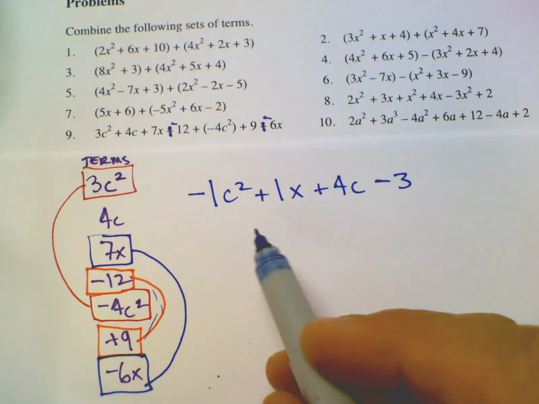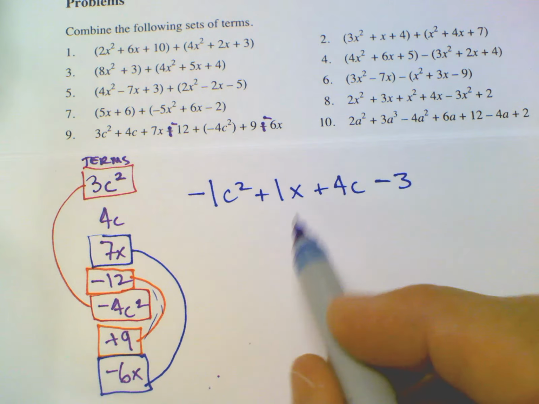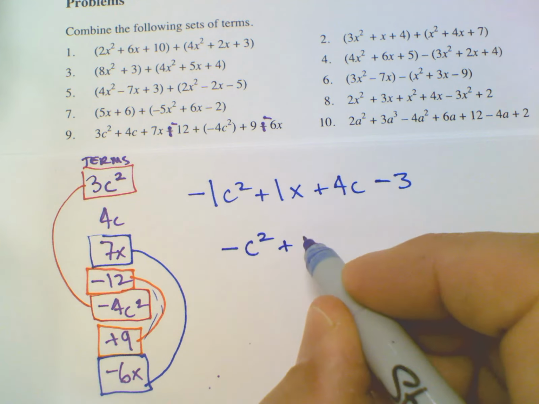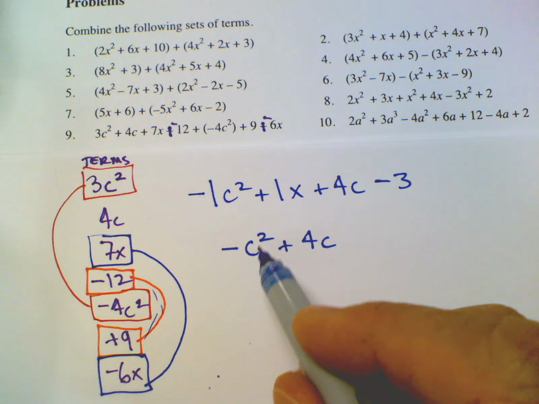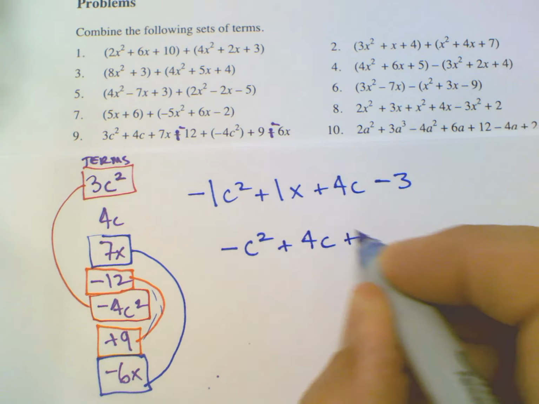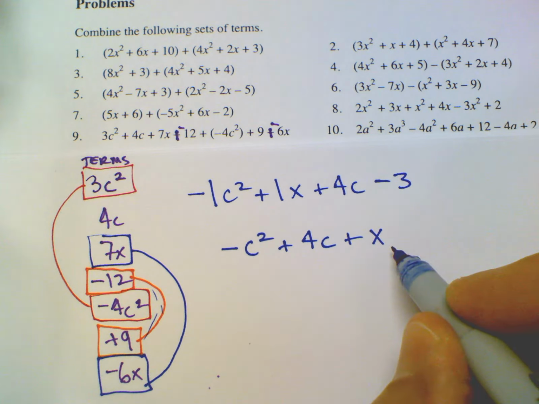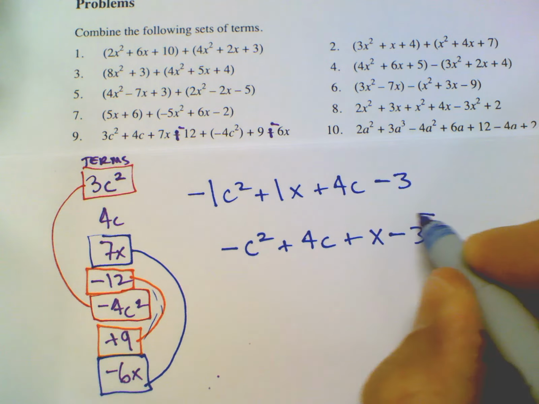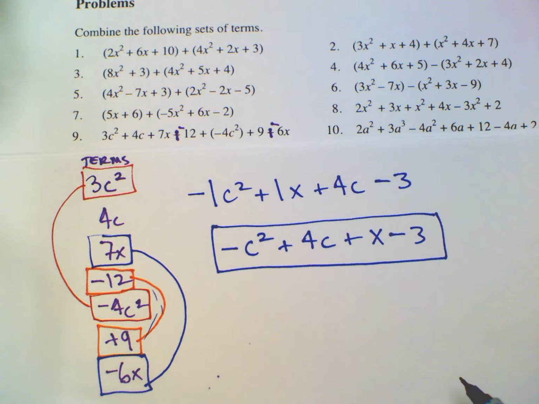A lot of times we don't have to write the ones, so you could rewrite this to be negative c squared. I can rearrange the terms so they're in alphabetical order: negative c squared plus 4c plus, and instead of 1x, it's just x, because it's implied. If there's no coefficient in front of a variable, it's just a 1 anyway, minus 3. So that would be number 9. Okay, you follow me?